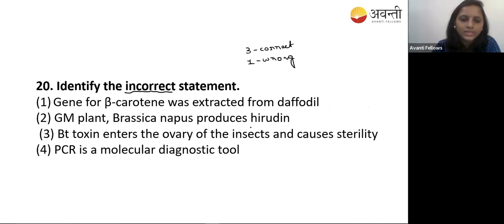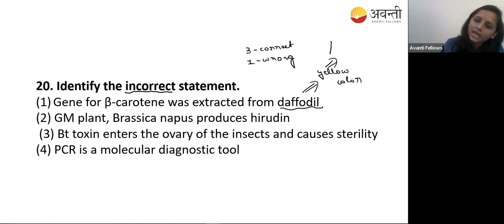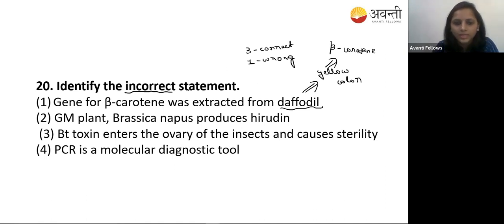Okay. So the gene for beta carotene was extracted from the daffodil. Daffodil is nothing but a plant. It will be yellow in color, or some will be orange in color. So yes, the beta carotene can be extracted from this. So that is the correct reason. Sorry, correct statement. Then coming to option 2, GM plant Brassica napus produces hirudin.